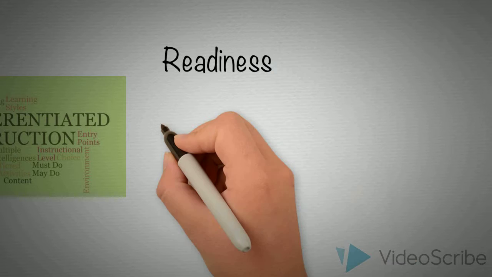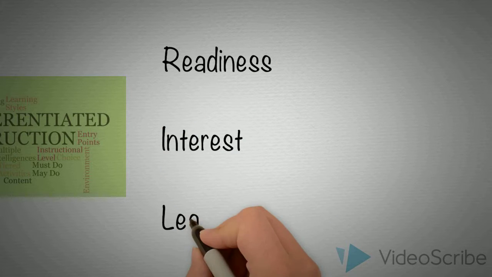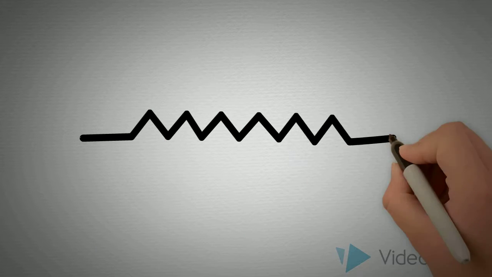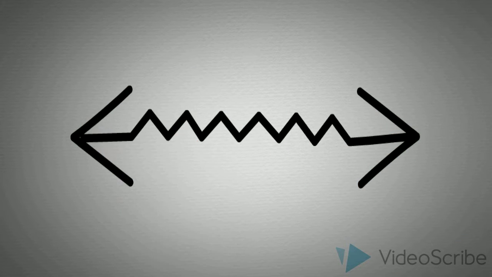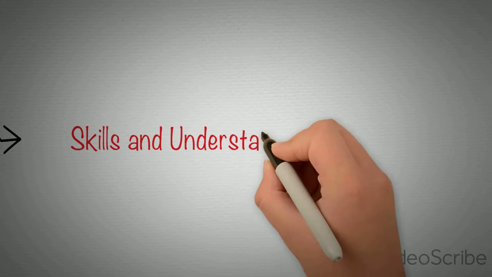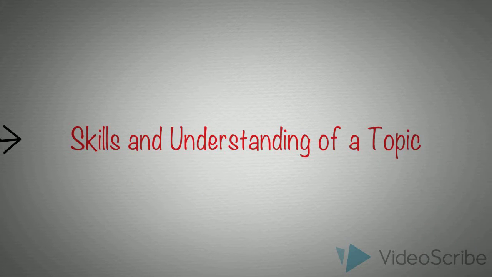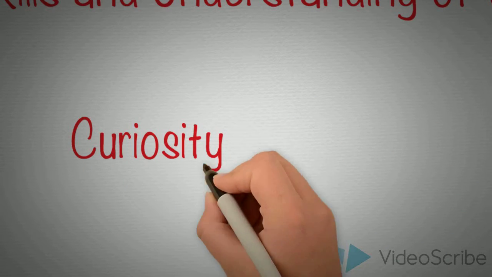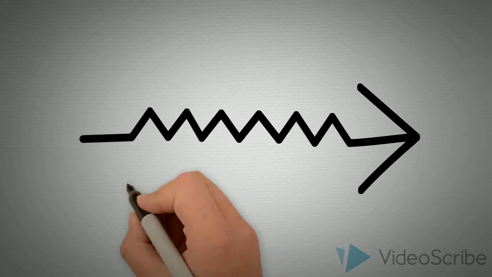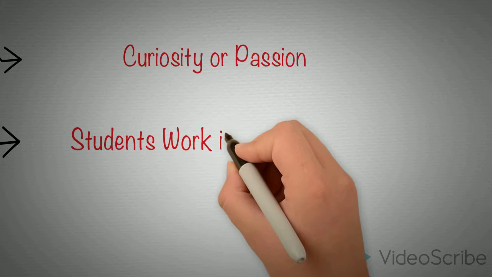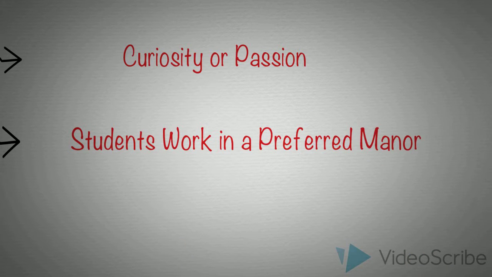Three characteristics of students guide differentiation: readiness, interest, and learning profile. We know that students learn better if tasks are a close match for their skills and understanding of a topic, which is their readiness. If tasks ignite curiosity or passion in a student, it's their interest level. And if the assignment encourages students to work in a preferred manner, it's their learning profile.